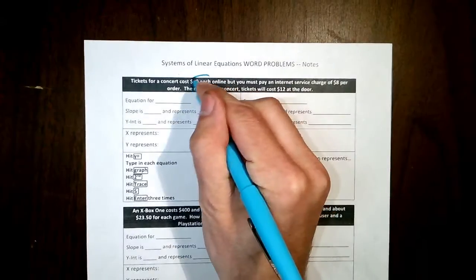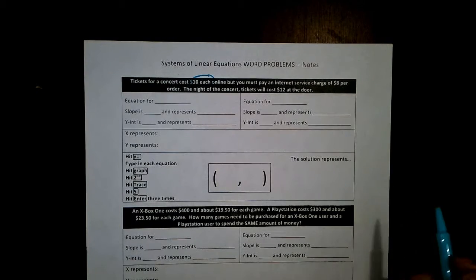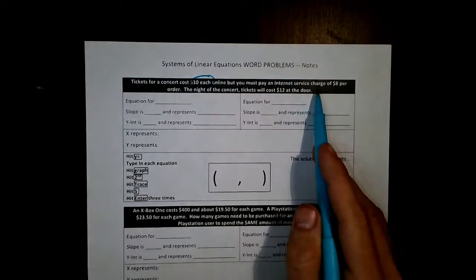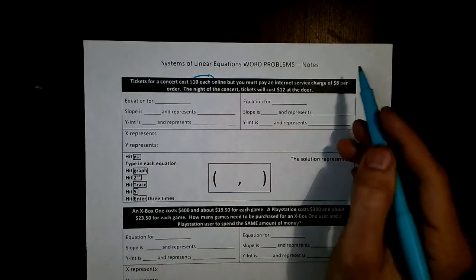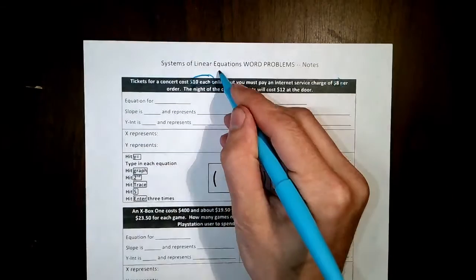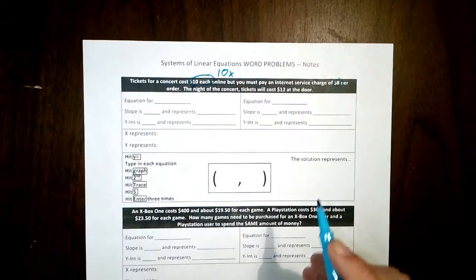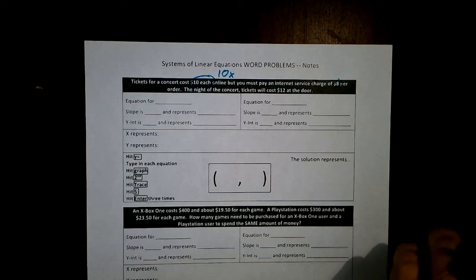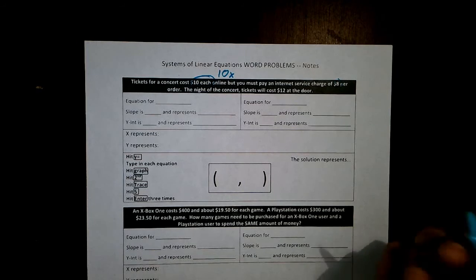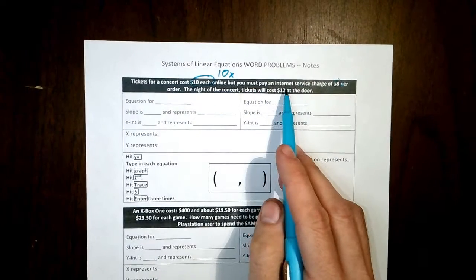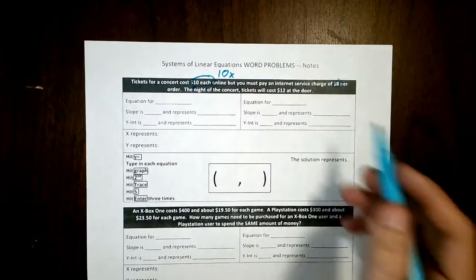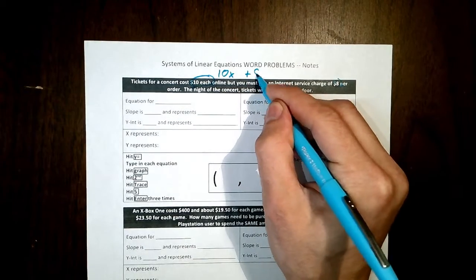$10 each online, but you must pay an internet service charge of $8 per order. Okay, so $10 per ticket is going to be 10 times how many tickets you buy, and you must pay an internet service charge of $8 per order. So that's going to be plus 8, right?